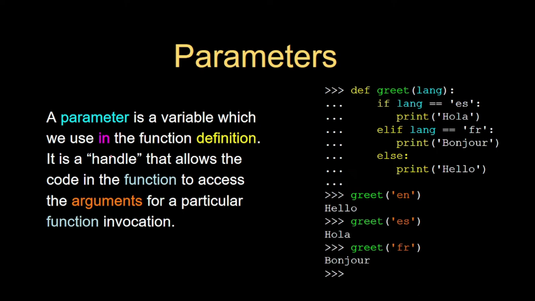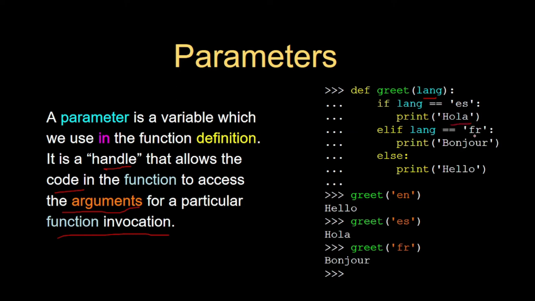Let's see here. A parameter is a variable which we use in the function definition. It is a handle that allows the code in the function to access the arguments for a particular function call when we invoke that function. Let's see here. def greet lang. lang is a parameter. If lang equal to es, print hello.